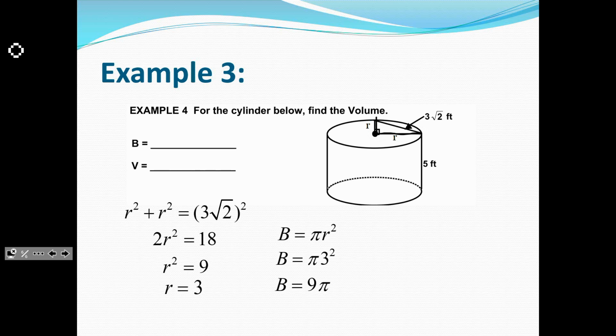All right, and then when they ask for the volume, we're going to need to plug in that base area. What am I going to multiply my base area by? 5. Good. So my exact volume should be... Good. And then we can actually multiply it by pi to get our estimate answer of 141.372. So the volume is typically a little bit easier than the area just because there's less pieces you're having to find altogether.